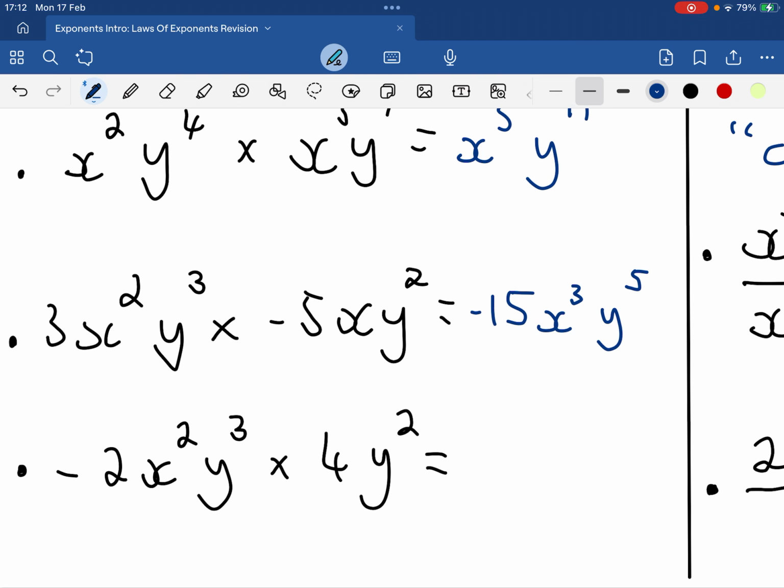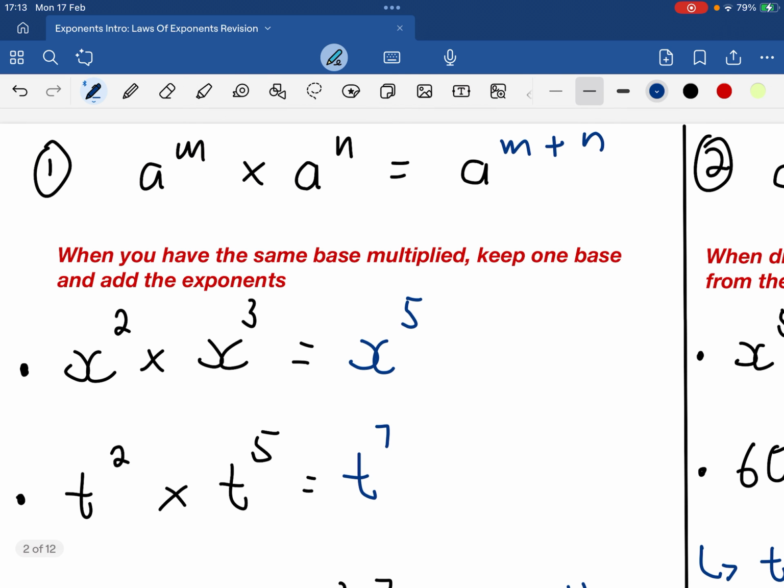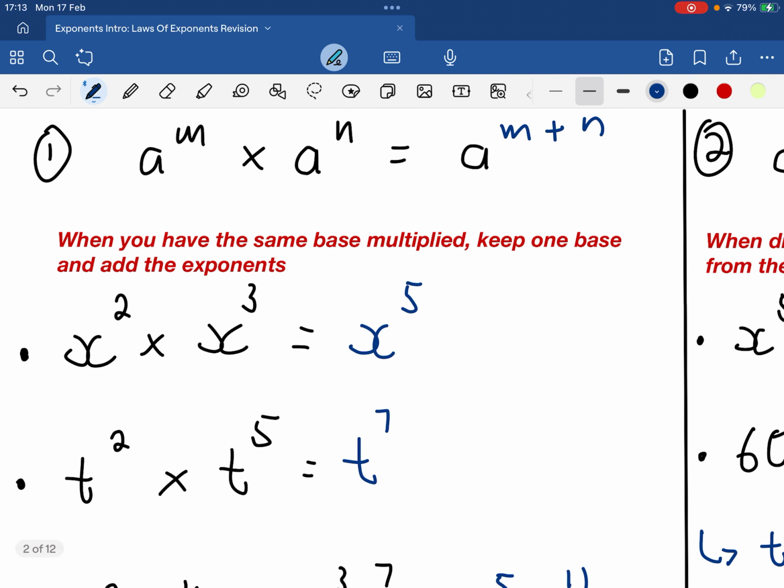If you had negative 2x squared y cubed times 4y squared, that would be negative 8x squared and y to the 5. The rule is if you have the same base multiplying one another, keep one base, add the exponents.